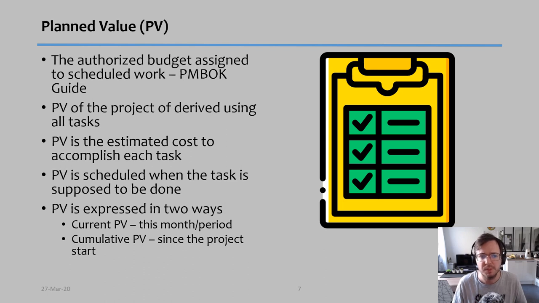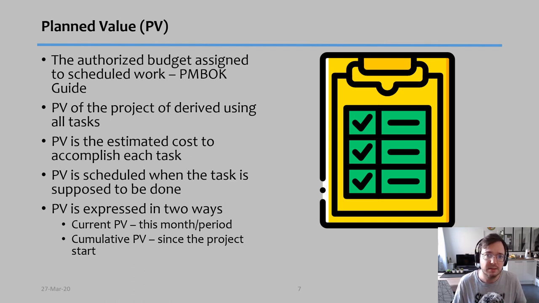So our planned value is our authorized budget, and this is an important thing because it's how much our management or our bosses or our clients have said that we can spend. So planned value, or PV, is the authorized budget assigned to the scheduled work, and therefore here I can divide it into the overall project or into each one of the tasks as well. So the PV of the project, the planned value of the project, is derived using all the tasks, and therefore it will be affected by all the tasks.